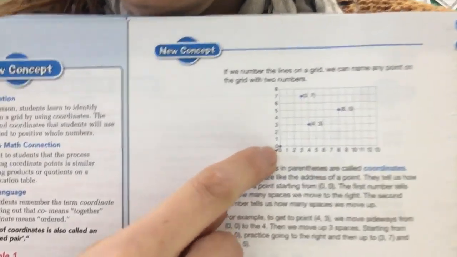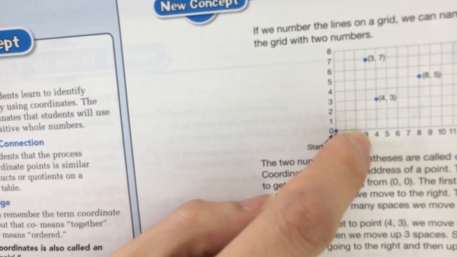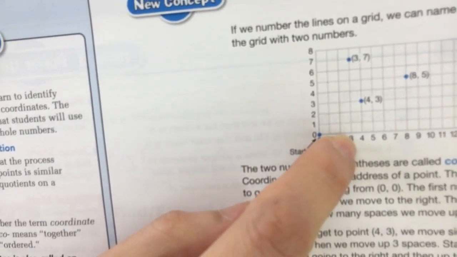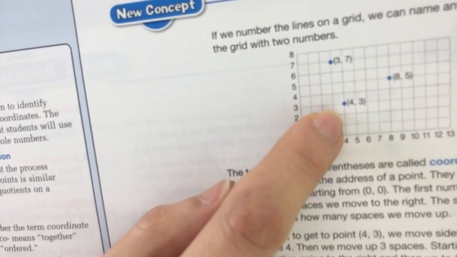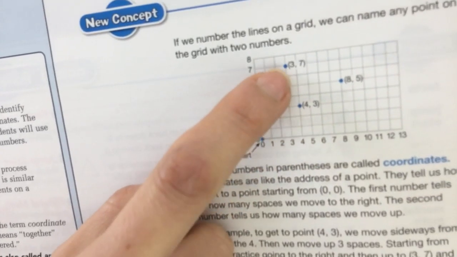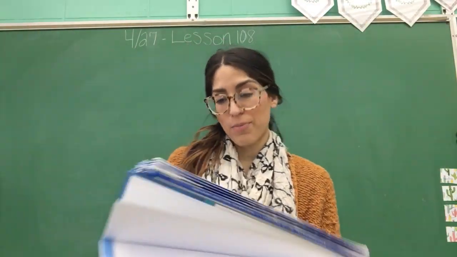Okay? So, the next one, now if we practice the 3, 7, starting from the 0, 0, we move to the right 0, 1, 2, 3, 3 spaces, and then how many spaces do we go up? 7, that's right. So 0, 1, 2, 3, 4, 5, 6, 7. 3, 7. And that's where we're going to put our blue point, our coordinate point there.